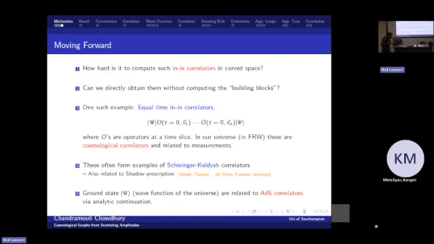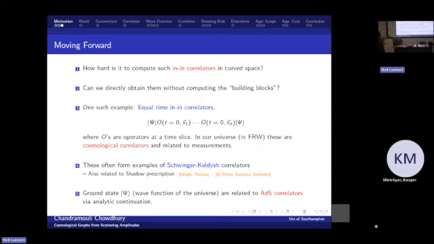Very good. So just an outline of the motivation for today's talk: what are the kinds of in-in correlation functions we can compute in curved space? And how do we compute them directly without relying on these building blocks? And one such example that I'll work with today is really the simplest example you could think of in quantum mechanics, which is just an expectation value.